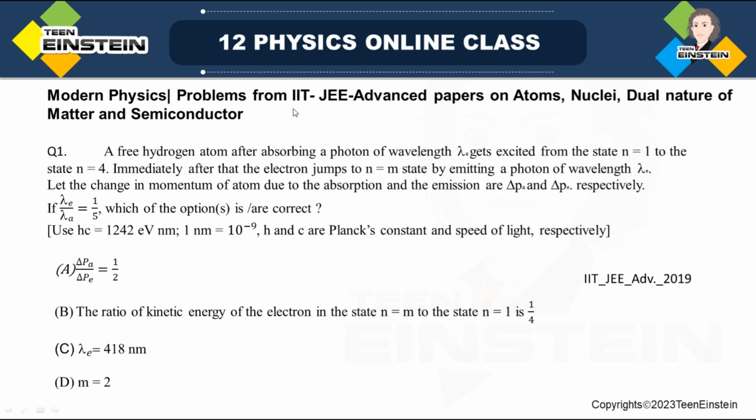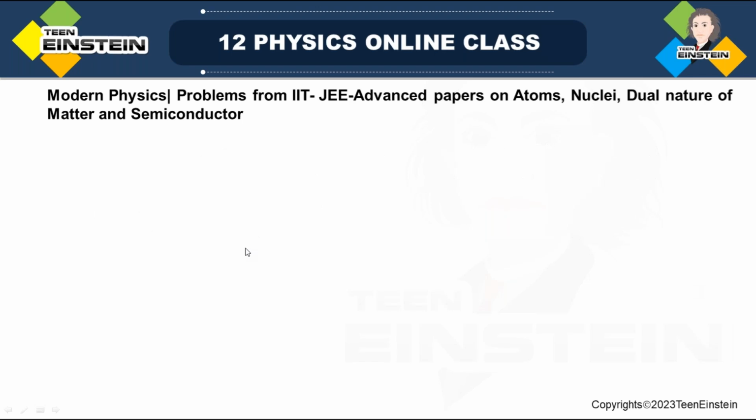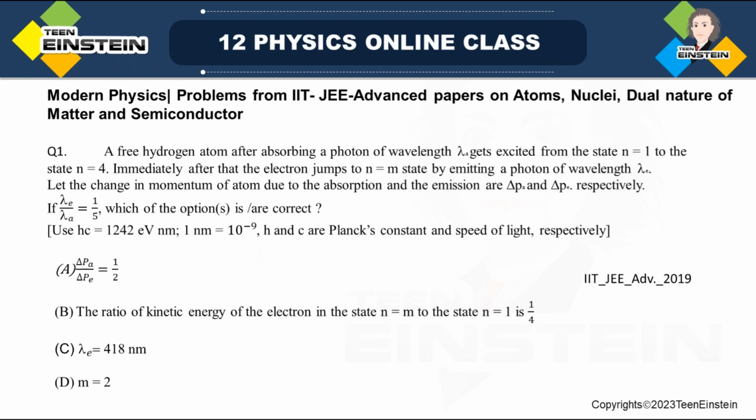Today we are back with the revision part of modern physics. As you know, we are picking up questions from previous year's JEE Advanced papers on the topics atomic physics, nuclear physics, dual nature of matter, and semiconductor. So we have a few questions today from previous year's JEE Advanced papers, like 2019. Let us read this first problem and try to solve it, and then we'll go one by one.